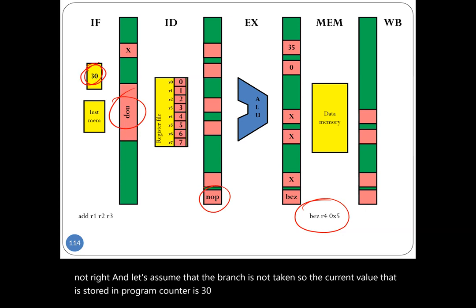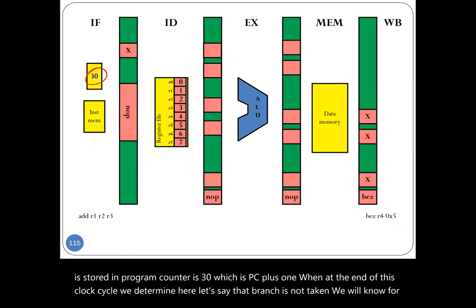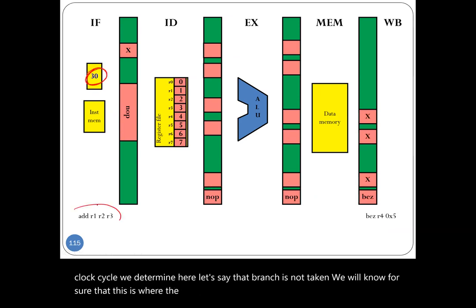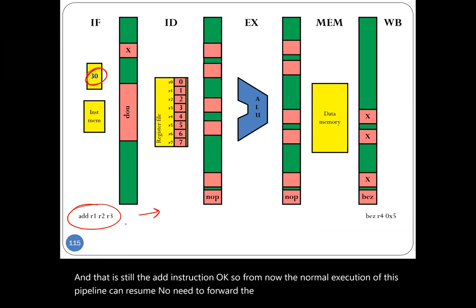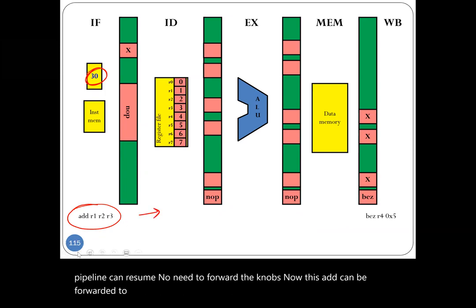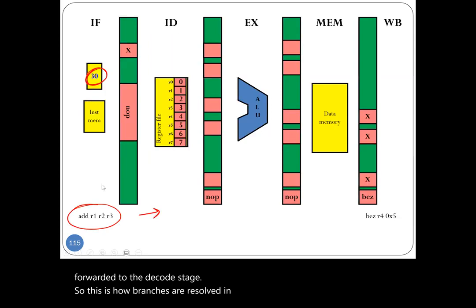When at the end of this clock cycle we determine here, let's say, that the branch is not taken, we will know for sure that this is where the next instruction should be fetched from, and that is still the add instruction. So from now the normal execution of this pipeline can resume. No need to forward the no-ops. Now this add can be forwarded to the decode stage. So this is how branches are resolved in ANA, and this is basically the control.